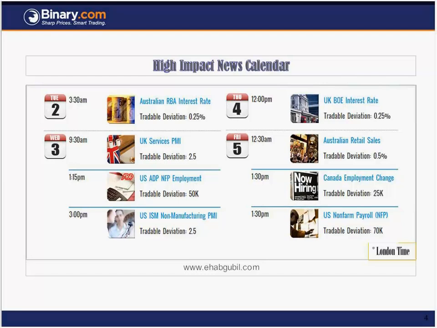Wednesday 9:30 UK services PMI. At 1:15 p.m. US ADP non-farm payroll employment. At 3 p.m. US ISM non-manufacturing PMI. Thursday 12 p.m. UK Bank of England interest rate. On Friday at 12:30 a.m. Australian retail sales. At 1:30 p.m. Canada employment change. At 1:30 p.m. US non-farm payroll.